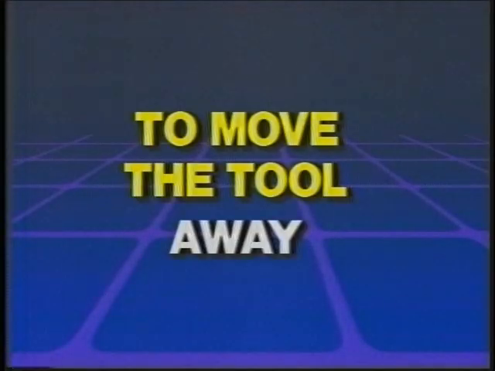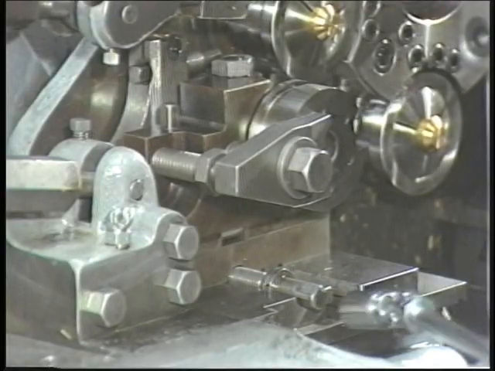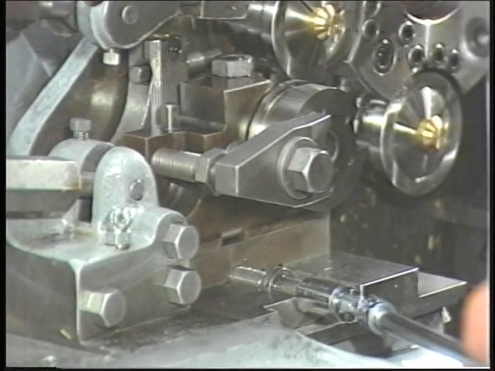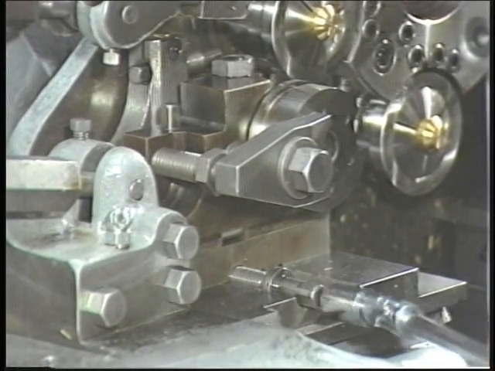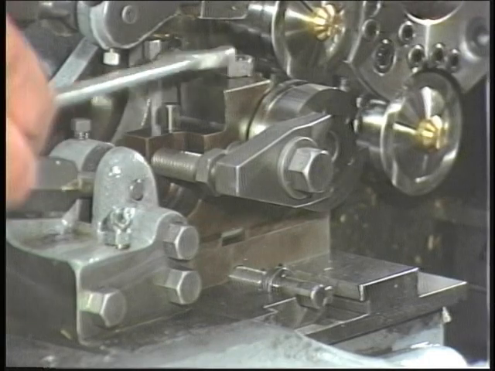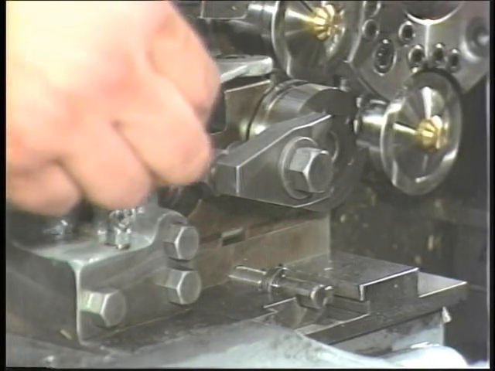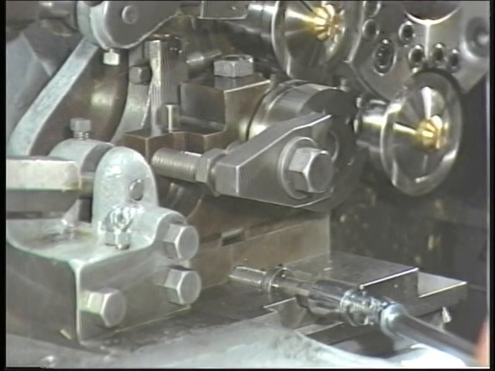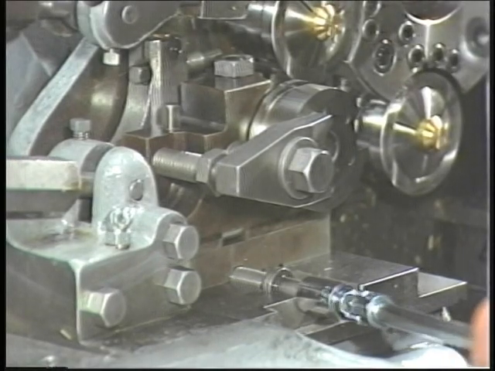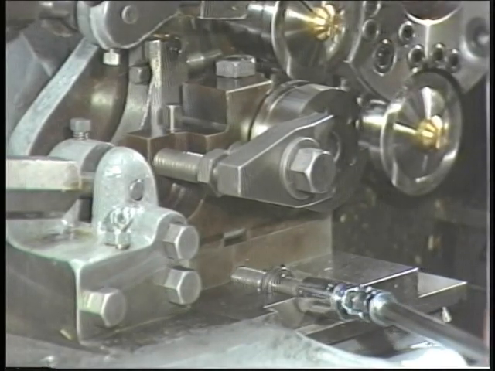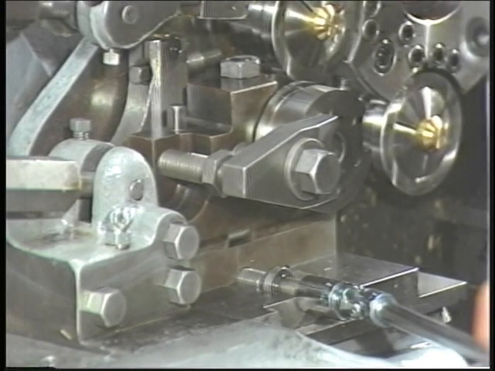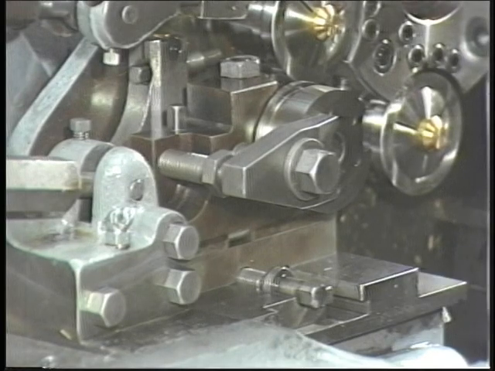To move the tool away from the revolving head, turn the lateral adjusting screw clockwise to take up any slack. Loosen the nut on the T-bolt. Then turn the lateral adjusting screw clockwise again until the tool is at the correct distance from the revolving head. Relock the T-bolt nut.